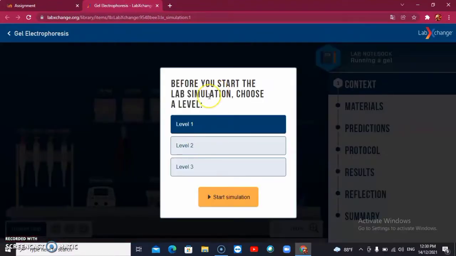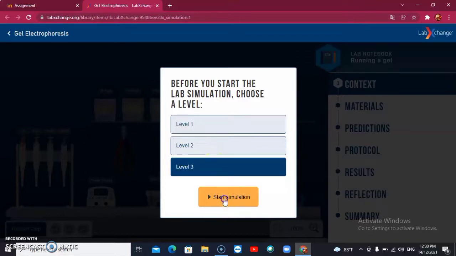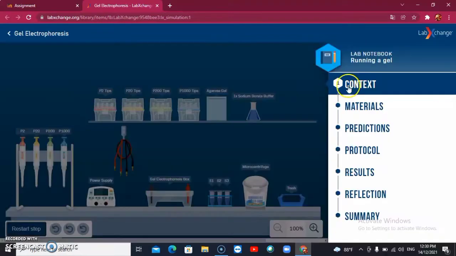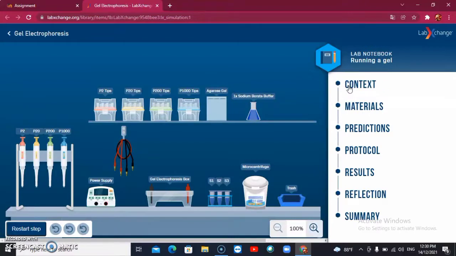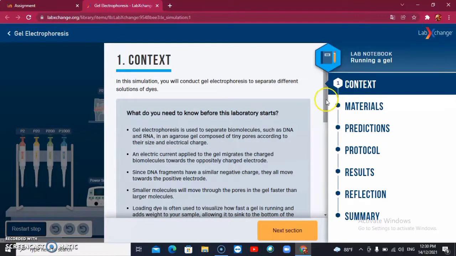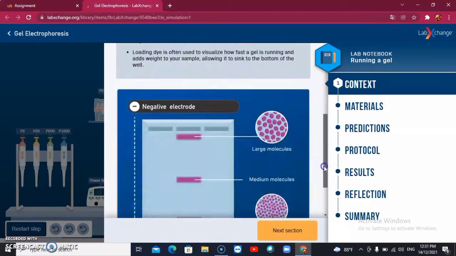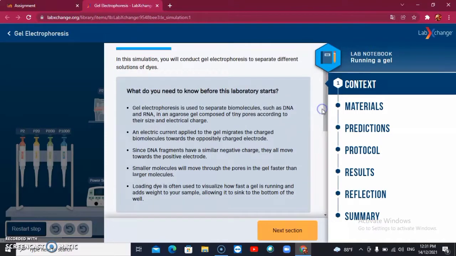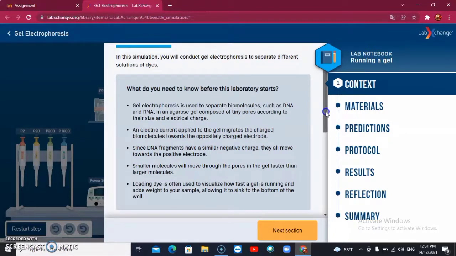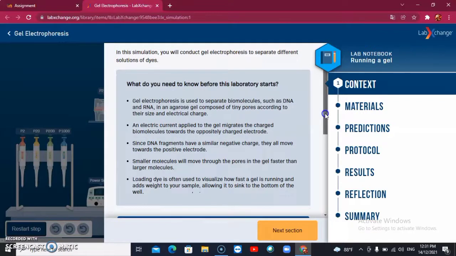Before I start the lab simulation, I will choose lab level 3. This is the context of this lab simulation. In this simulation, I will conduct gel electrophoresis to separate a DNA solution of dye. I need to know this before the lab starts.